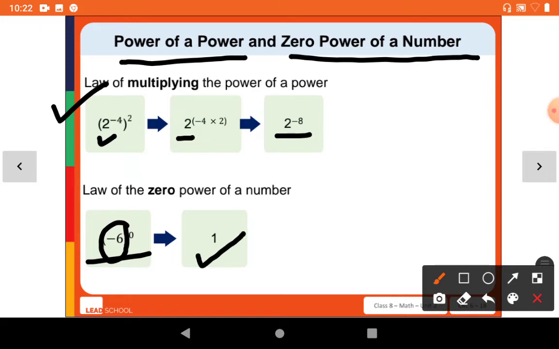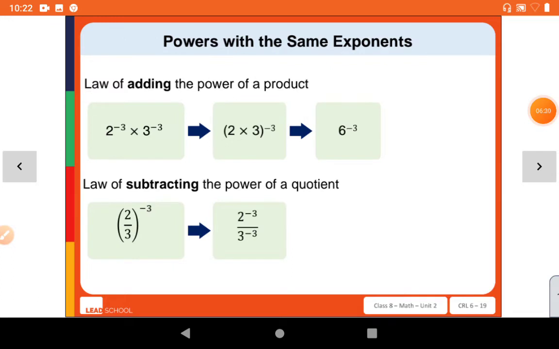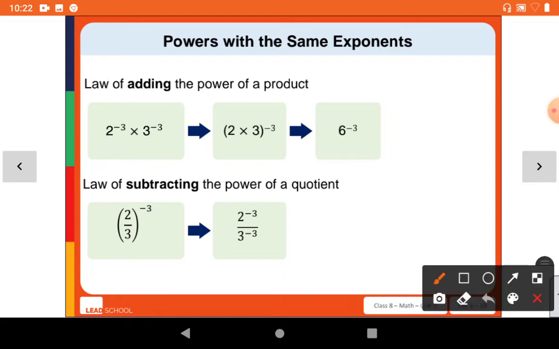Next one is, now if the bases are different but the powers are same, as you can see here, both the bases are different, 2 and 3, but the powers are same, minus 3. So in this case we shall follow the same operation which is given in between the numbers, that is multiplication. That means we will multiply the bases and we'll take the powers common. We'll take a single power, that is minus 3. So hence the answer will be 6 raised to power minus 3.